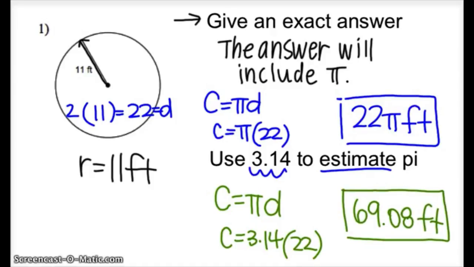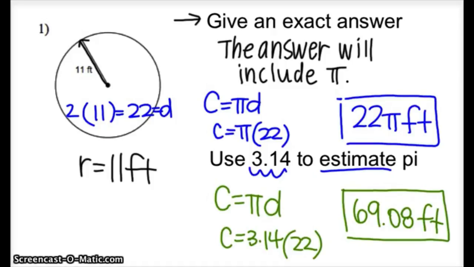So notice how 69.08 is about 3 times more than 22, right? It's a little bit more than 3 times because of the 0.14, but it's about 3 times as much. So the answer in blue, 22 pi, is an exact answer, and 69.08 is an estimate because we rounded off pi at 3.14.